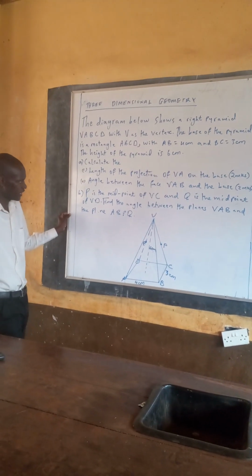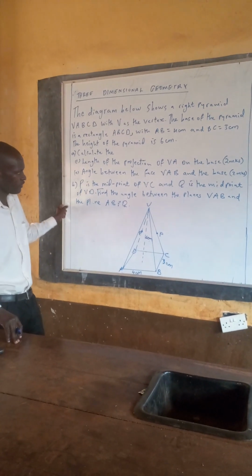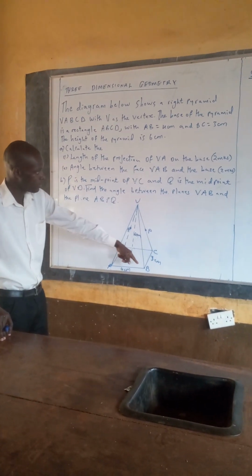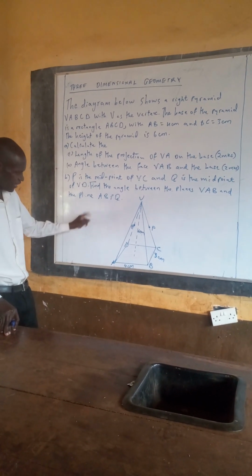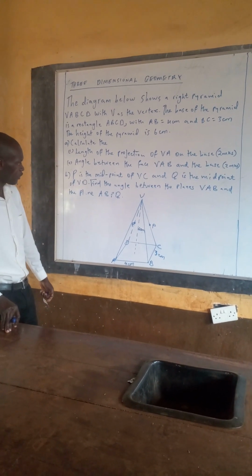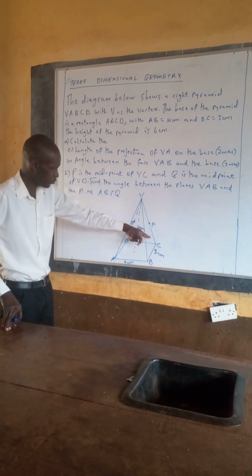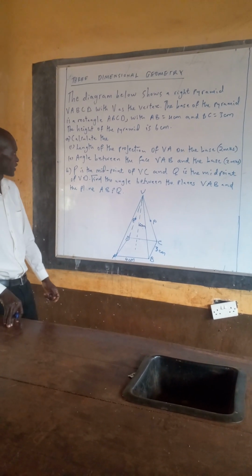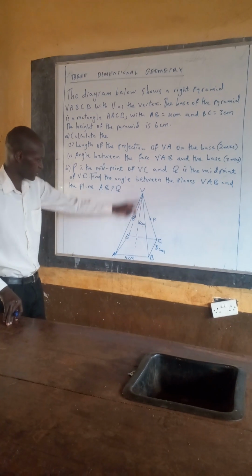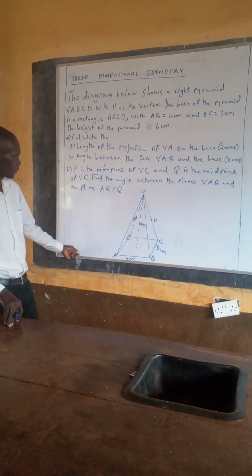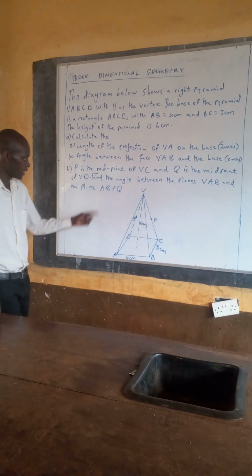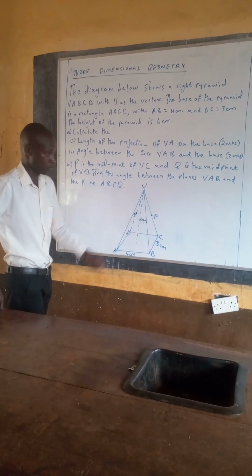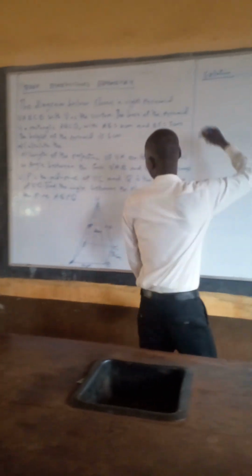Then the second one is: the angle between the face VAB and the base. Then finally, the last one: P is the midpoint of VC, this one is the midpoint of that, and Q is the midpoint of VD. VD is this one, then we have Q there. Now the question is: find the angle between the planes VAB and the plane ABPQ.